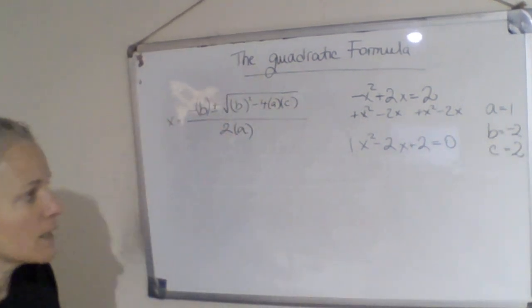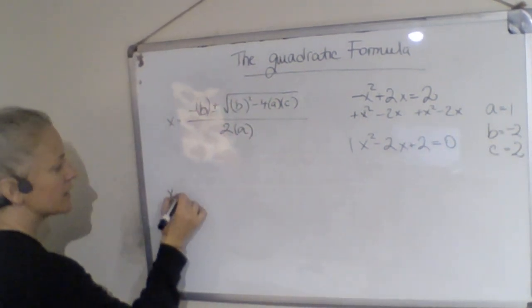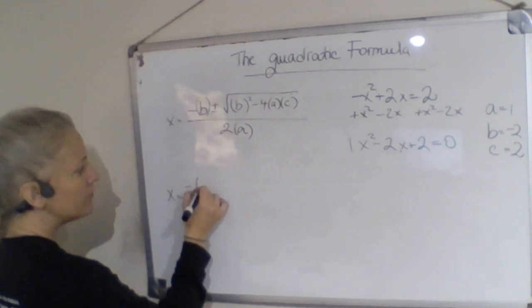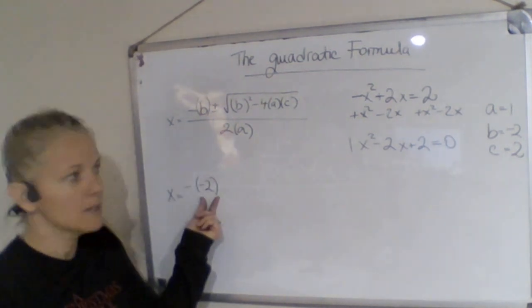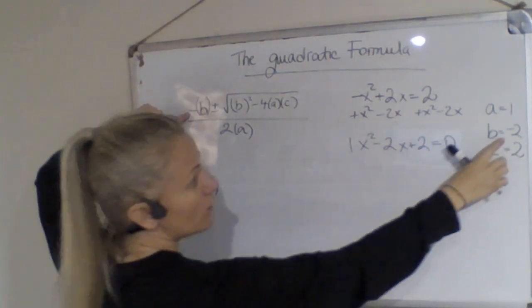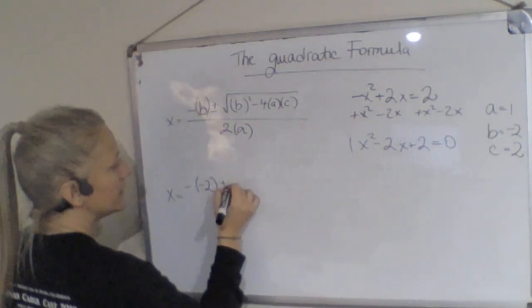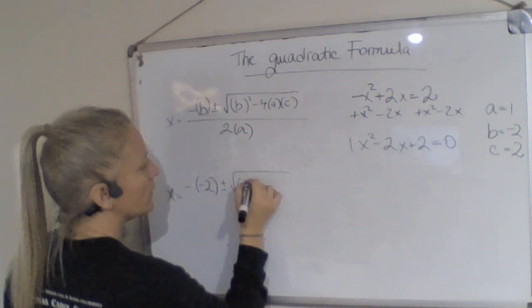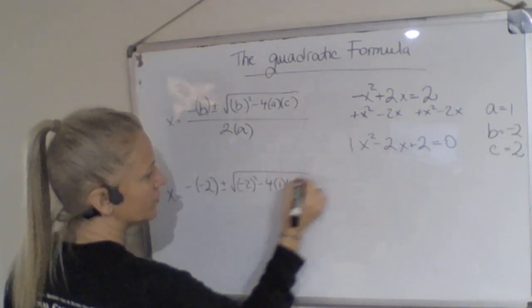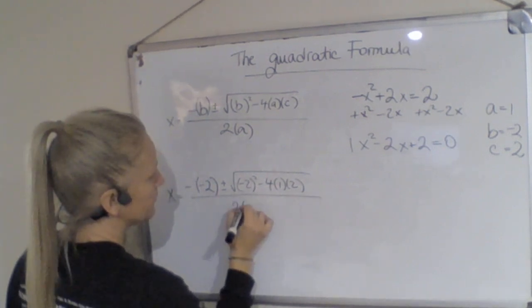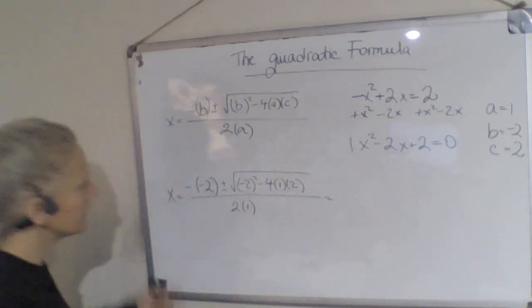Okay, let's go ahead and do the math on this. X equals, we're using this formula, -2. This is why I said always keep your B in parentheses, because that way you can see this negative is not that negative. Plus or minus square root of -2 squared minus 4 times 1 times 2, all over 2 times 1. Let's see what we get.